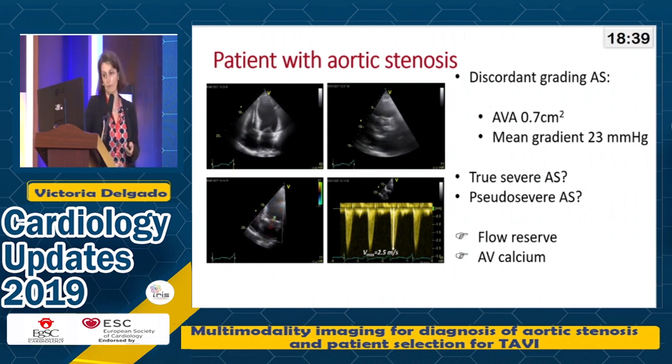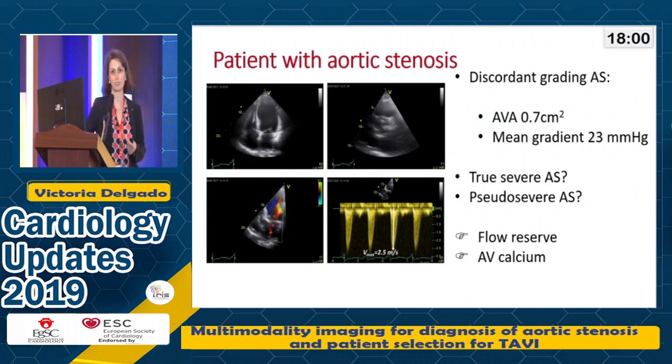And most of them are, for example, patients that have a poor left ventricular systolic function. We have here the aortic valve, which looks calcified and doesn't open very much. We have no regurgitation, and we have here the peak velocity that is 2.5. But if we calculate the aortic valve area, it is less than 1. So the question in these patients is: is this a true severe aortic stenosis, or is this a pseudo-severe aortic stenosis, where the aortic valve doesn't open because the left ventricular function is very poor and it cannot generate enough stroke volume?